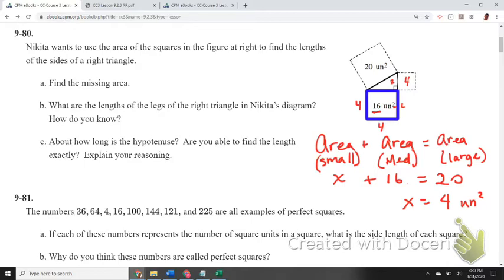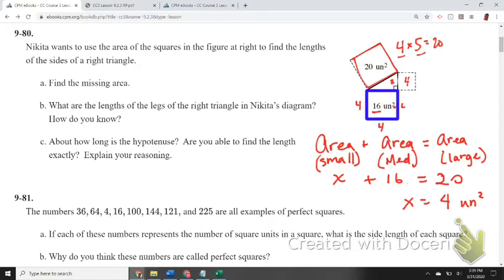And so now question C says, how long is the hypotenuse, or about how long is the hypotenuse? Are you able to find the length exactly? Explain your reasoning. So at this point, you've got this square here with an area of 20 units squared. Now you're asking yourself, okay, what number times itself equals 20? And we know 4 times 5 equals 20, right? But it has to be a number times itself.